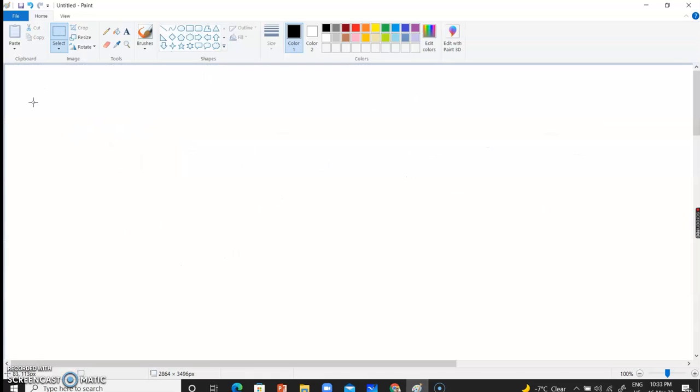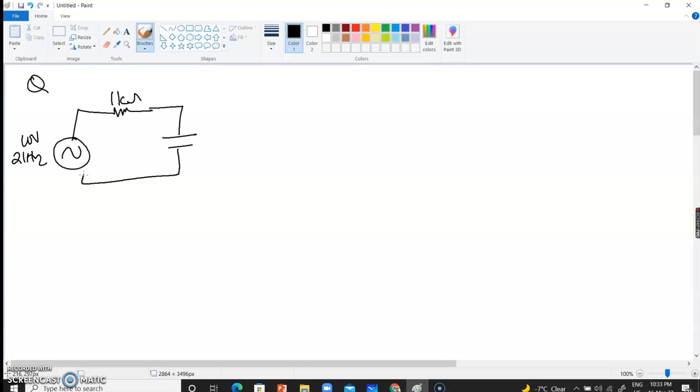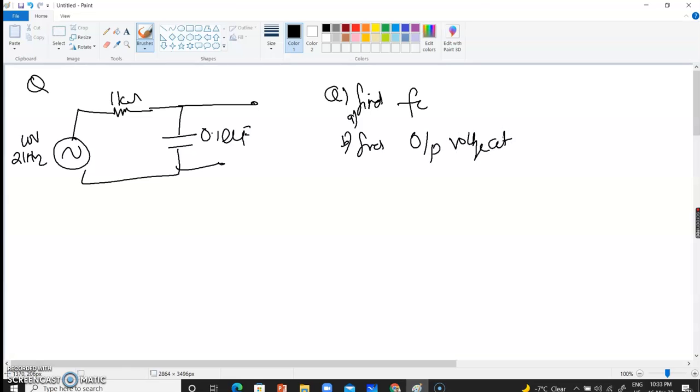A quick question on what we discussed so far. Let's say I have a source of 10 volts at 2 kilohertz frequency, a resistor value of 1 kilo ohm, and a capacitor value of 0.1 microfarads, right? And that is my output point over here. So the question says: part A, find the cutoff frequency; part B, find the output voltage at 2 kilohertz; and part C says sketch the plot, right?